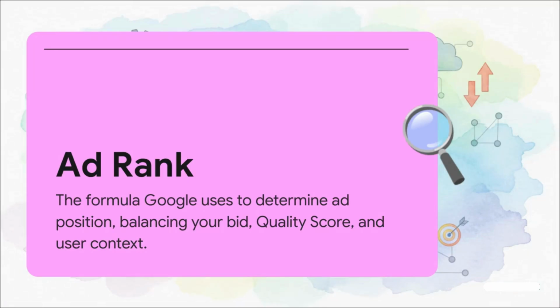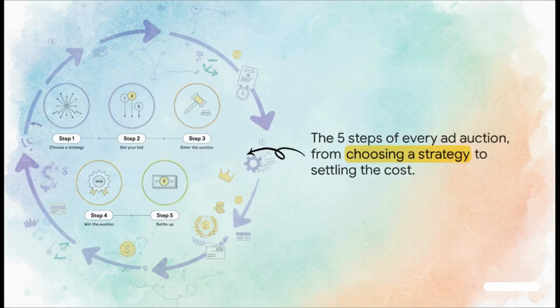See, it all comes down to this formula for something called ad rank. And your bid, that's just one piece of the puzzle. Google also looks at your quality score, which is basically how relevant your ad and landing page are to the person searching, and the searcher's context, like their location or what device they're on. And what this all means is that a smarter, more relevant ad with a lower bid can actually beat a lazy, high-bidding competitor. This right here breaks down the whole auction process into 5 key steps.